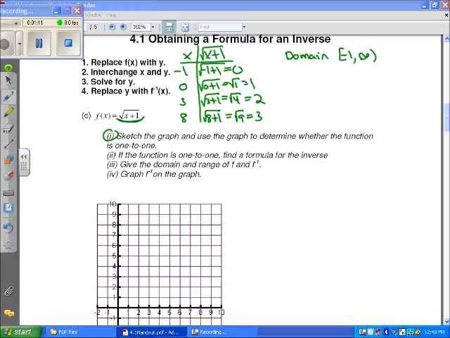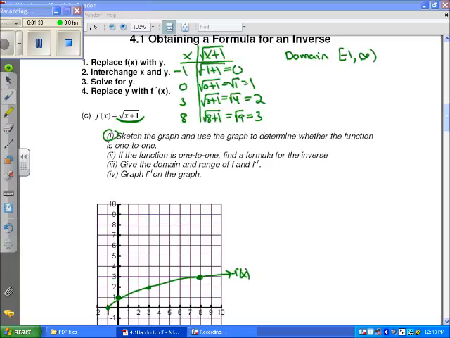Okay, so let's go ahead and plot this now. The first point is -1, 0. The next point is 0, 1. Then we have 3, 2. And then 8, 3. Okay, so there's f of x.